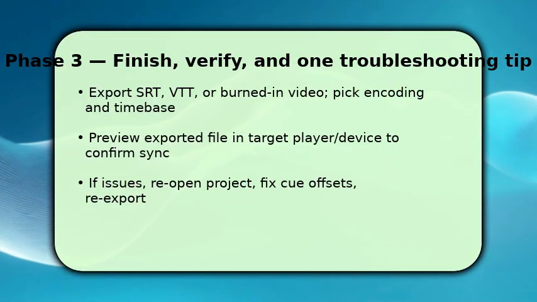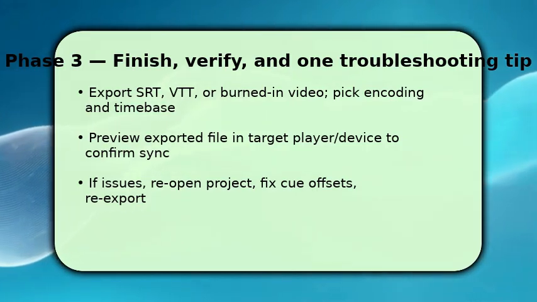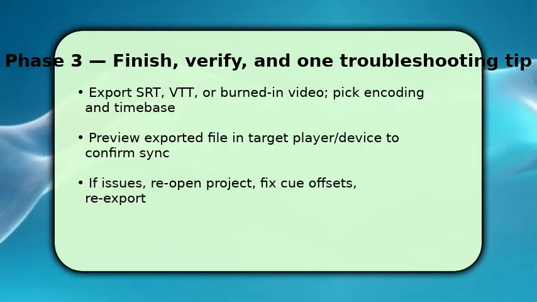If captions drift or characters break, reopen the project and adjust global cue offsets or rerun auto-align on problematic sections, then export again. One key troubleshooting tip. If all cues shift, change the time.